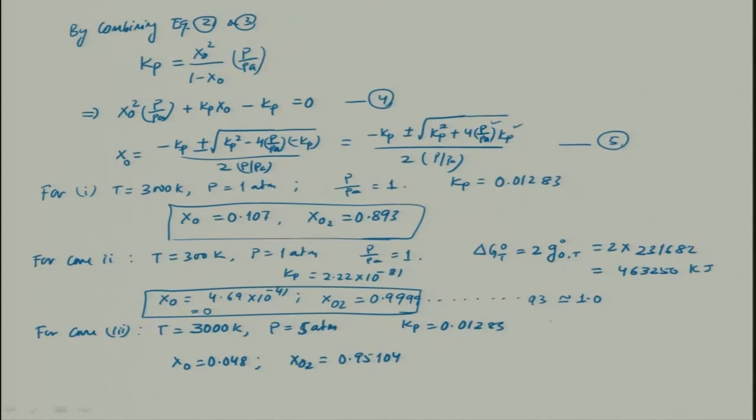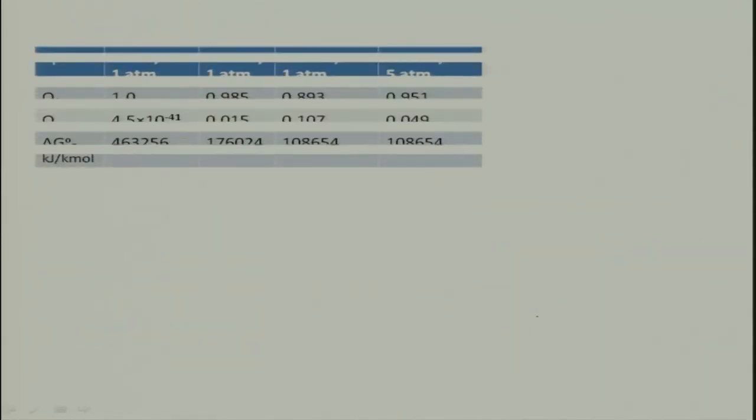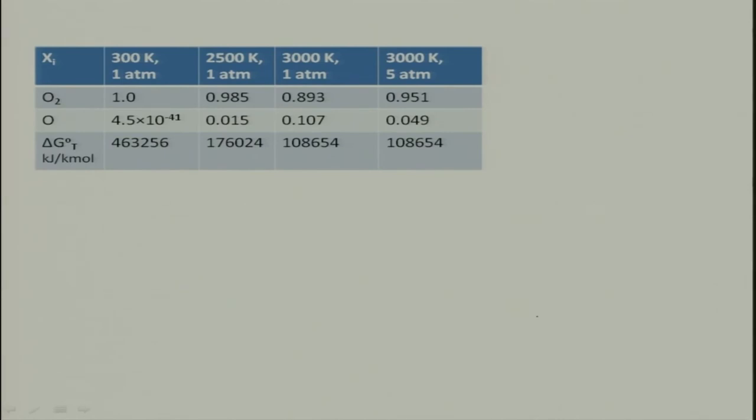P upon P A will be 1 upon 5? Yes, P by P A will be 5, because P is 5 and this is this thing, right. Okay. Now, let us summarize these things, data, and see whether we can observe anything in this.